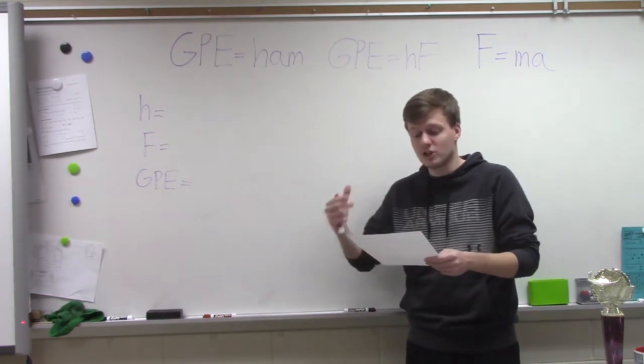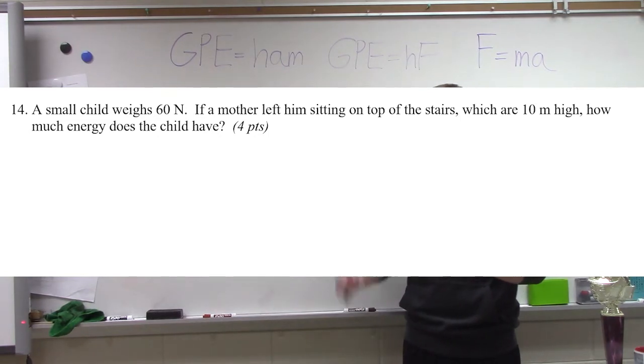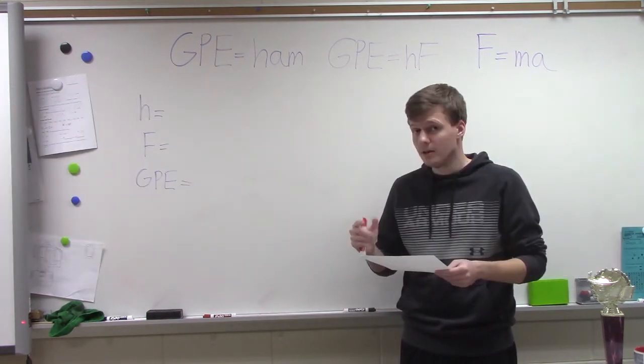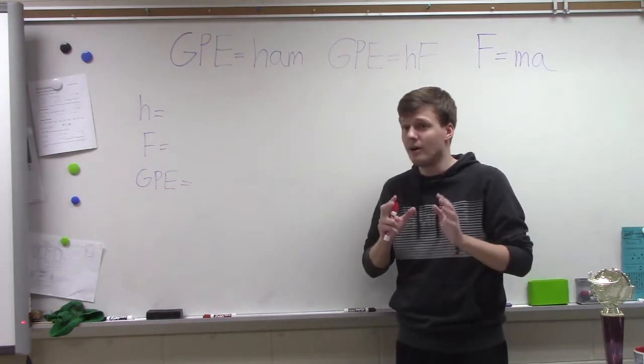We have a scenario where a small child weighs 60 newtons, and if a mother left him sitting on top of the stairs, which are 10 meters high, how much energy does the child have? So we have a little bit of scenario here. Once we've read through the problem, the very next thing is we should define our variables.